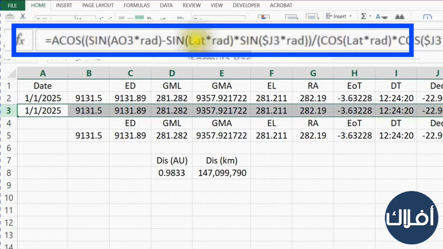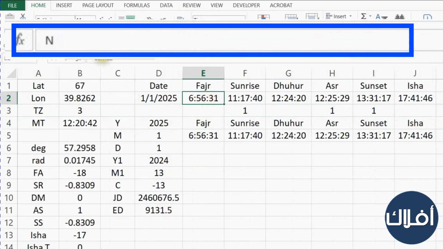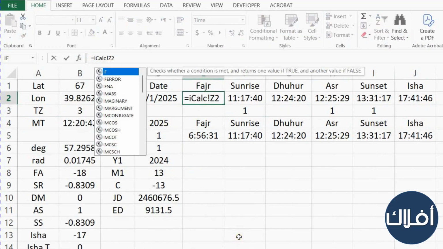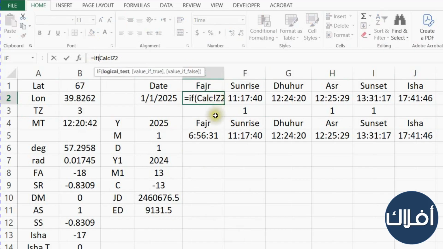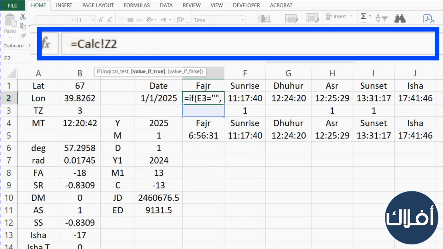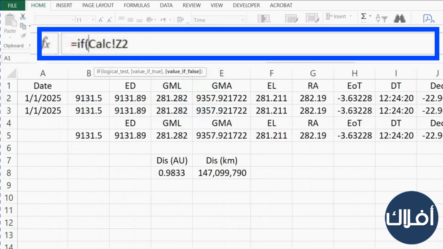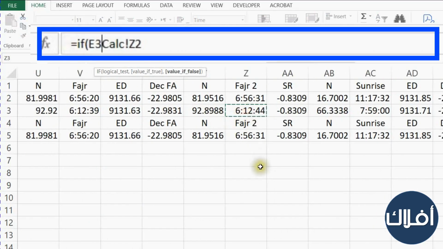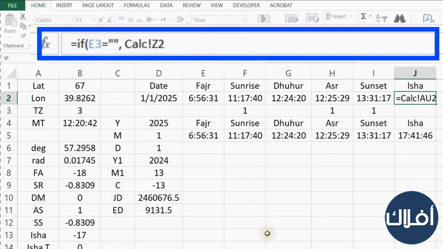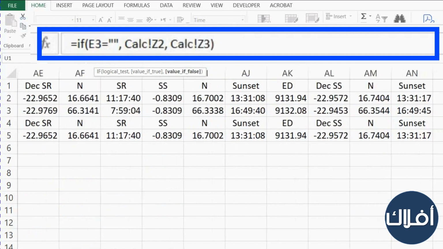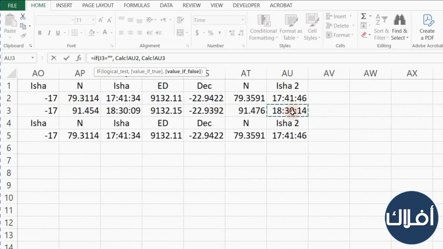Now we'll go back to the main sheet and the time for Fajr prayer, and we'll change it to, if this cell is blank, meaning it's a normal case, we'll leave it as it is. Otherwise, we'll go to the calc sheet and take Fajr prayer time based on the alternative latitude. We will do the same for Isha prayer. If the time is not special, we'll use the time as it is. Otherwise, we'll use the time from the calc sheet based on the alternative latitude.